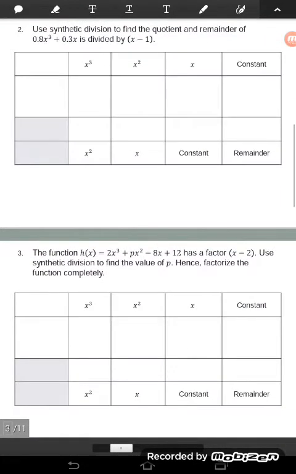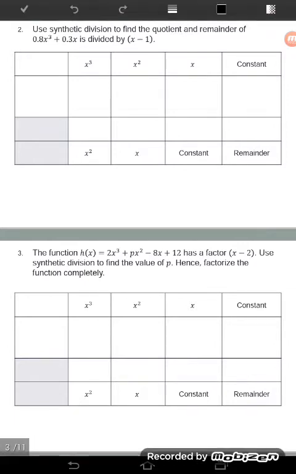Second question. Use synthetic division to find the quotient and remainder of 0.8x cubed plus 0.3x divided by x minus 1. Okay, so first let, okay, so saya tulis sini tak muat, saya lupa letak space. Okay, so x minus 1 equal to 0, so x is equal to 1.